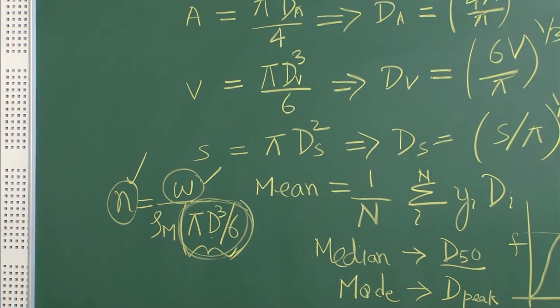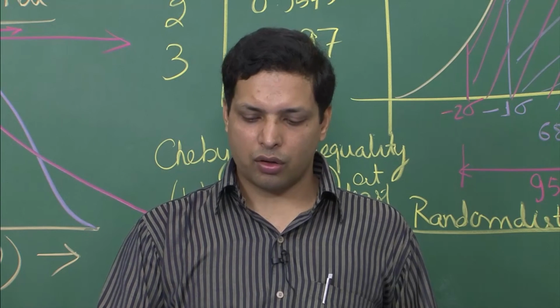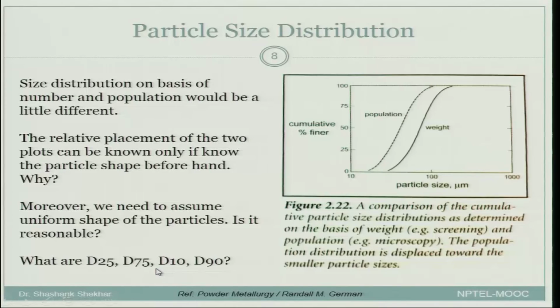Now another thing is that we also need to assume uniform shape of the particles, that we have already mentioned, and again ask your question, is it a reasonable assumption? We have already answered that, and the answer was that it is a reasonable assumption as long as you are using the same process to generate the particles. The same process would give you on average similar shape and similar size of the particles. We looked at what is D50. Now similarly you can also define D25, D75, D10 and D90.